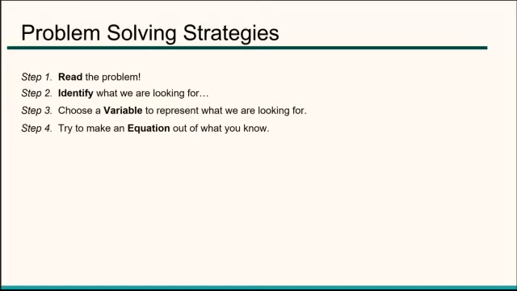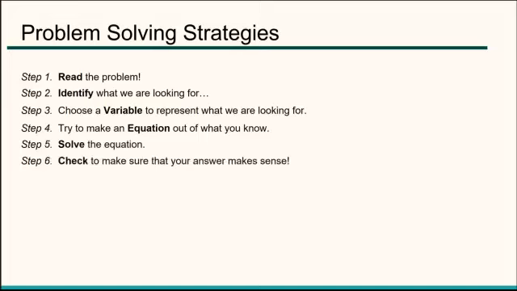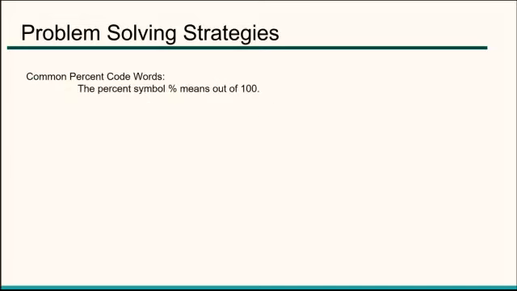Step four, I'll write an equation out of what I know from the problem, or I try to. Step five, that's the easy part, solve the equation. Step six, check to make sure your answer makes sense. All right, now let's discuss some code words.